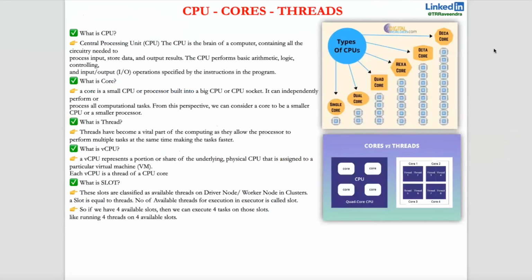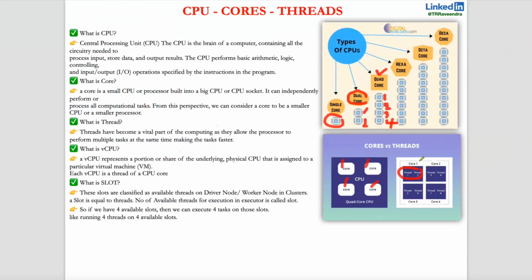Technically, consider you have a laptop. That laptop may have a single core, so one CPU, single core CPU, or dual core CPU. Two cores will be there, core 1, core 2, or quad core, so a 4 core CPU. Then each core you will get 2 threads. Consider a 4 core: core 1, core 2, core 3, core 4. Each core you will get 2 threads.